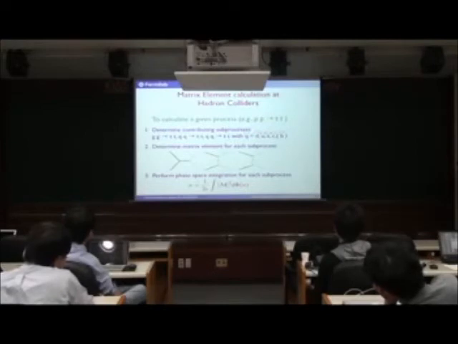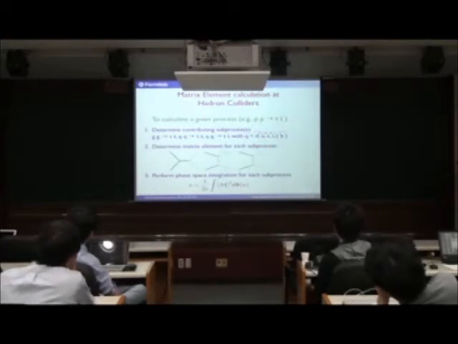So now if we want to calculate the matrix element at a hadron collider, say we want to calculate PP goes to TT bar, then we have 3 steps that we need to do. We first need to determine the contributing subprocesses. So in this case, it's glue glue to TT bar, QQ bar to TT bar, and Q bar Q to TT bar, where Q and Q bar are DUSC quarks.